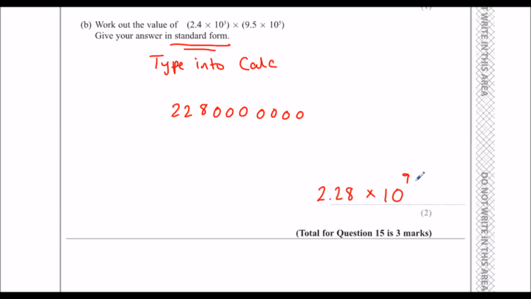And again, you can check this in the calculator just by typing it in. So if you type in 2.28 times 10 to the power of 9, you should get back to this. So you should go back to this number if you type this in the calculator.